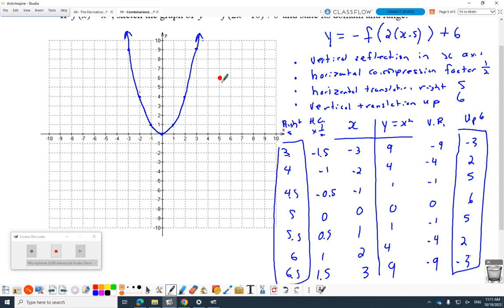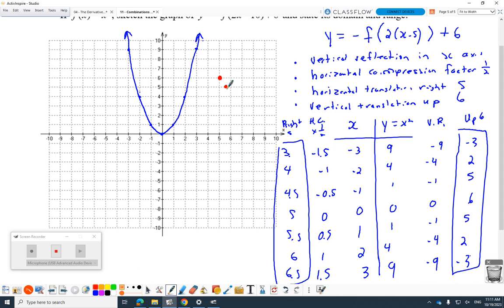No problem. Let me do it with 1, 1. Horizontal compression factor half, so it's down to 1/2. Vertical reflection the x-axis, that's down to here. Right 5, 1, 2, 3, 4, 5, up 6, 1, 2, 3, 4, 5, 6, right there. 5.5, 5. Yes. Okay? So it works either way. If one way or the other is bothering you, you can rely on the other way.